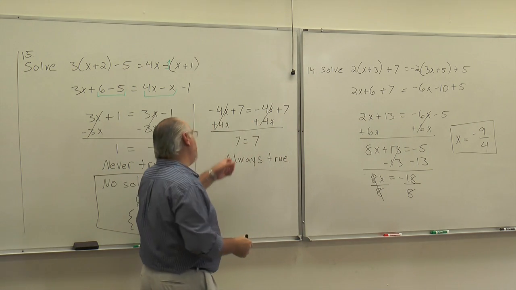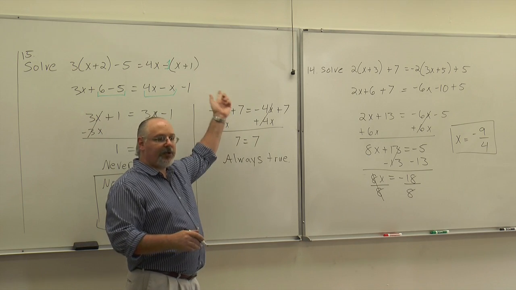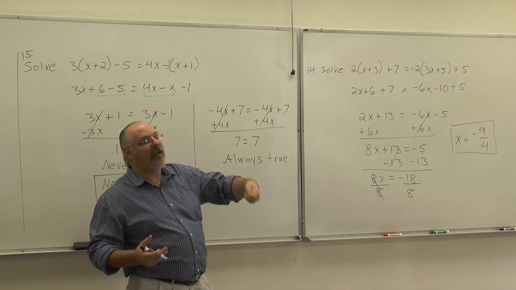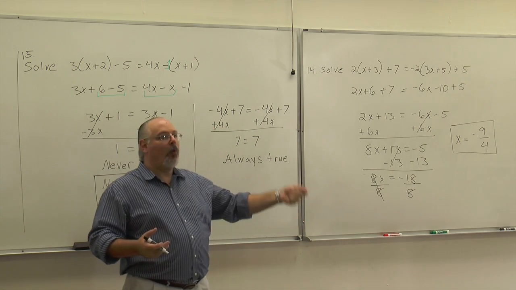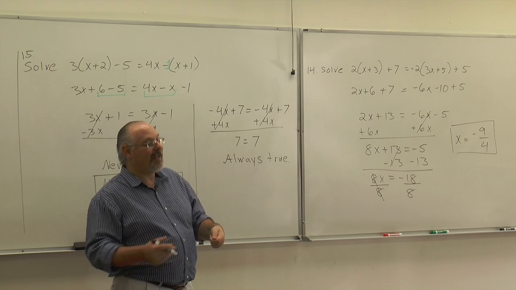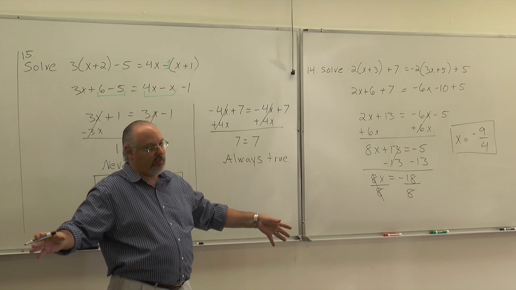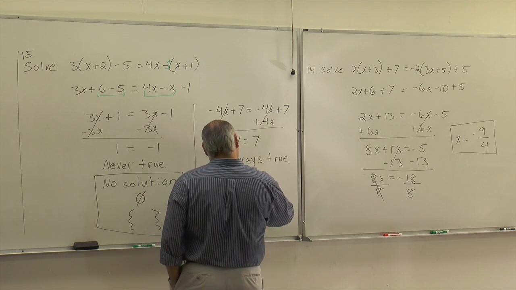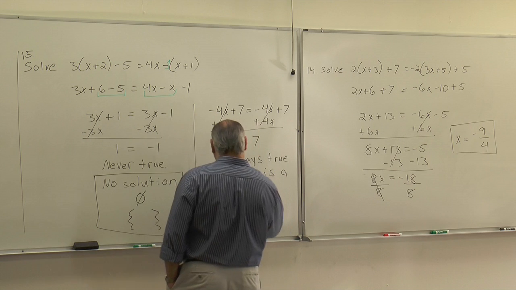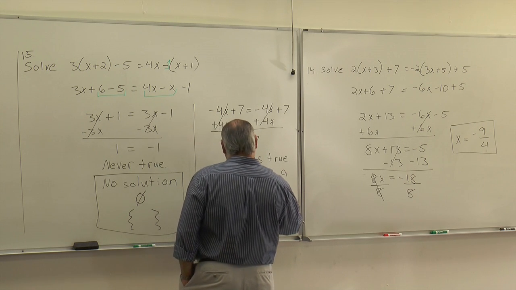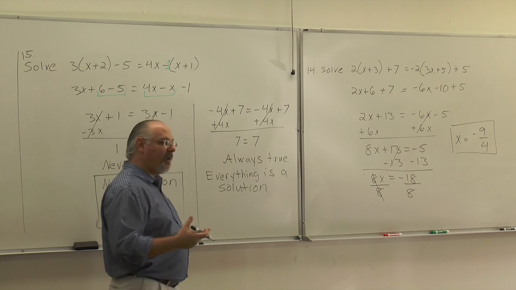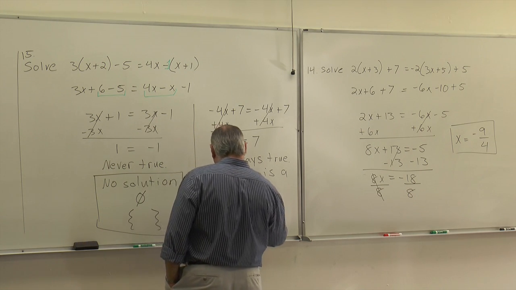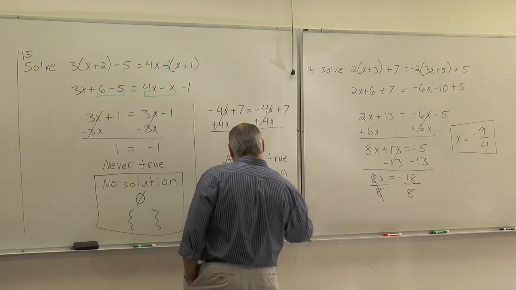So that means if this is always true, that means the original equation, which it would have come from, is always true. So that means any number I plug in will yield a true statement. So that means everything's a solution. Right? So this means that everything is a solution. And mathematically, how do we say that everything is a solution? We say our solution is all real numbers.